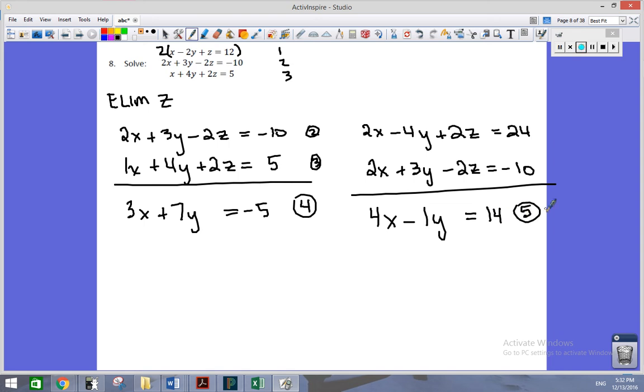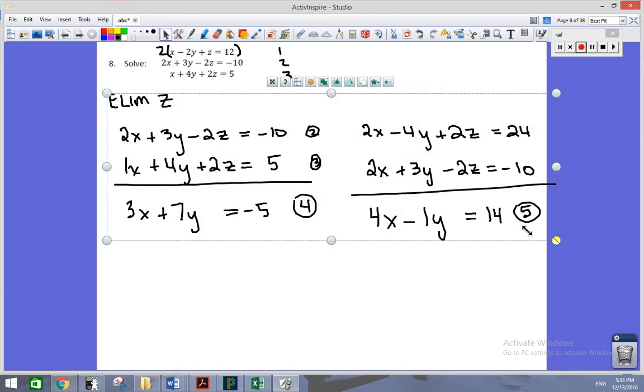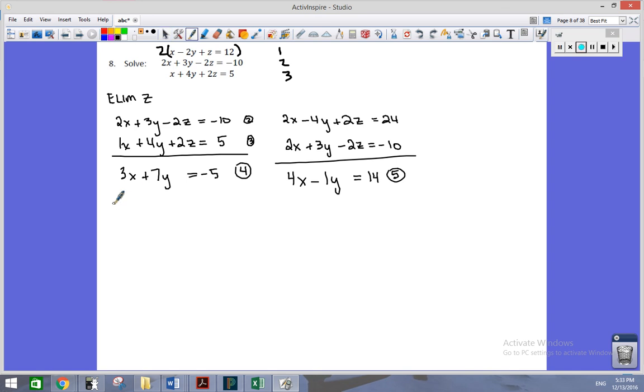So now I look at equations 4 and 5, and I need to either eliminate x or eliminate y. Well, I've got a 1 here and a 7 here, and actually it's a negative 1. If I multiply equation 5 by 7, I'll have a positive 7y and a negative 7y, and those will easily cancel. So that's my next plan of attack, to eliminate y. I'm going to leave equation 4 as it is. 3x plus 7y is equal to negative 5.